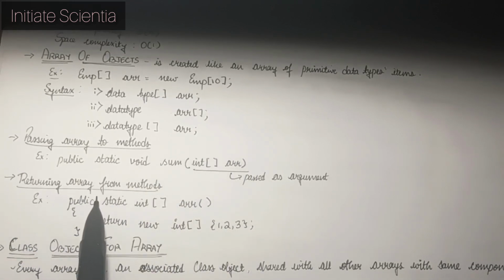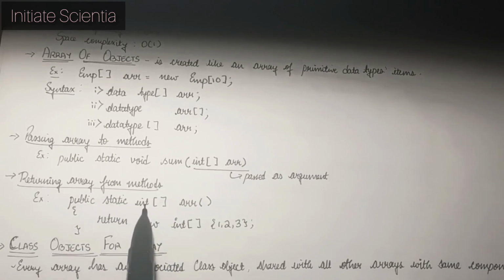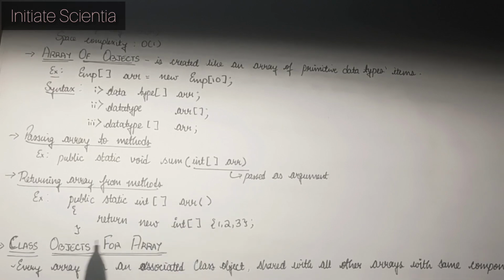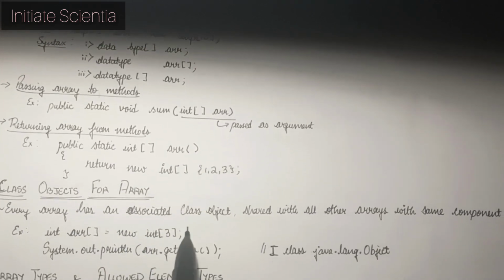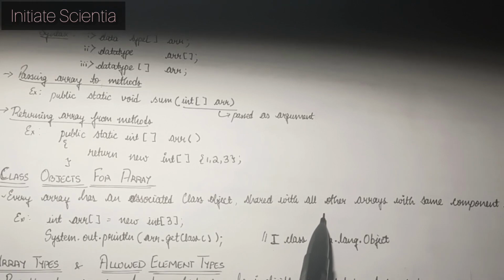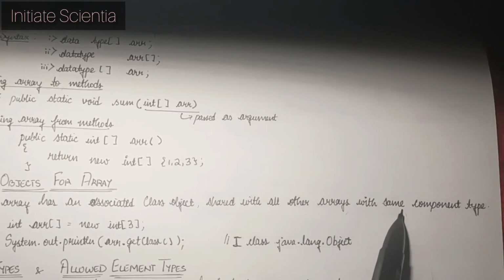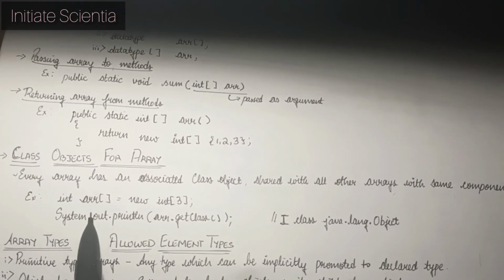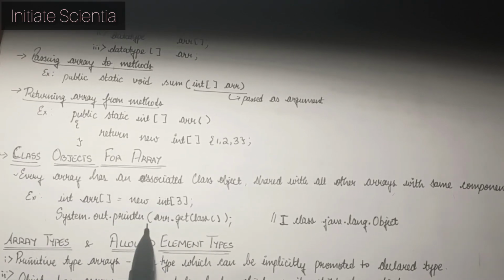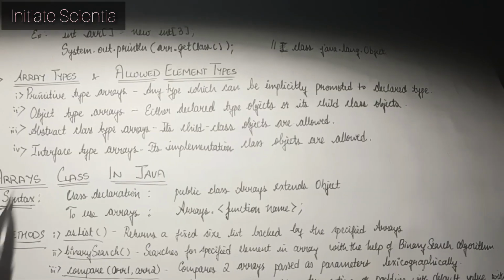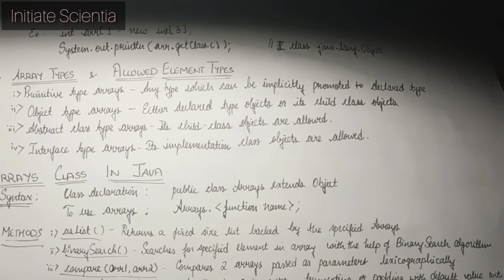Next, returning an array from methods, public static int. So you're declaring the method with the return type as integer array. It returns the new integer array. Class objects for array. Every array has an associated class object shared with all other arrays with the same component type. Example, integer array is new int of 3, System.out.println, array.getClass.